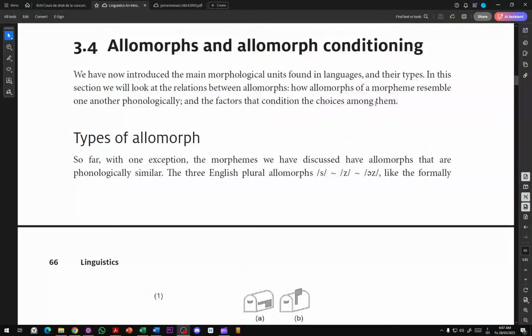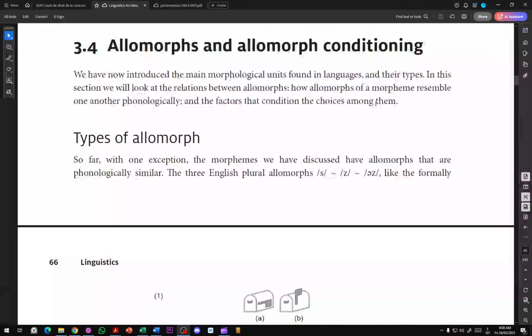Why is he saying phonologically and not phonetically? Whatever.